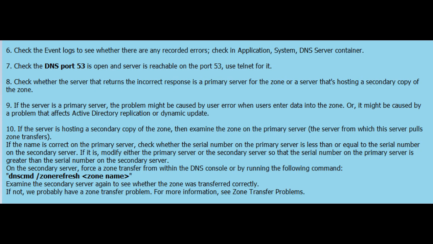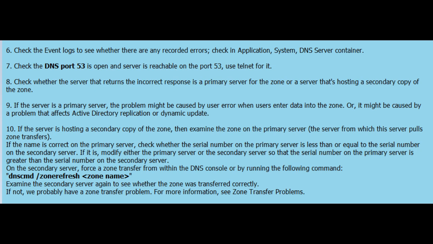9. If the server is a primary server, the problem might be caused by user error when users enter data into the zone. Or, it might be caused by a problem that affects Active Directory replication or dynamic update. 10. If the server is hosting a secondary copy of the zone, then examine the zone on the primary server, the server from which this server pulls zone transfers.